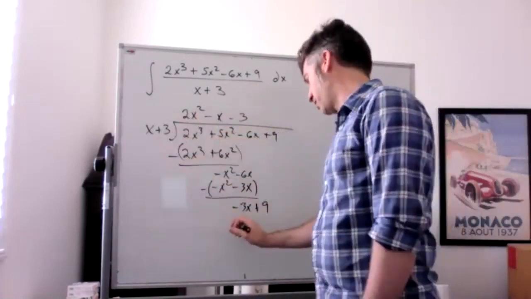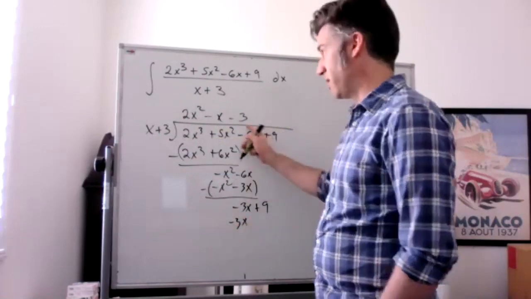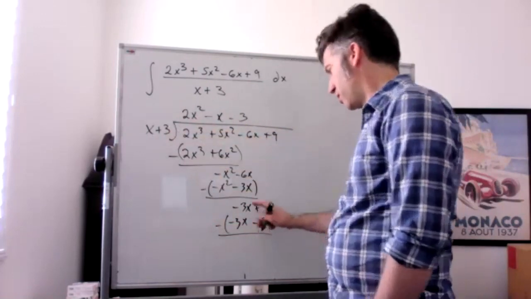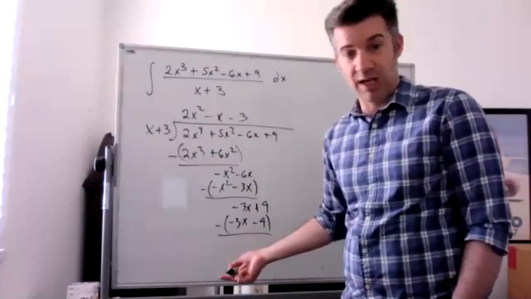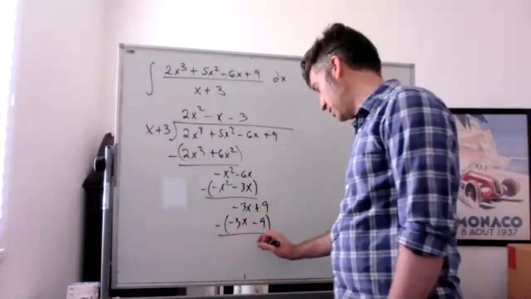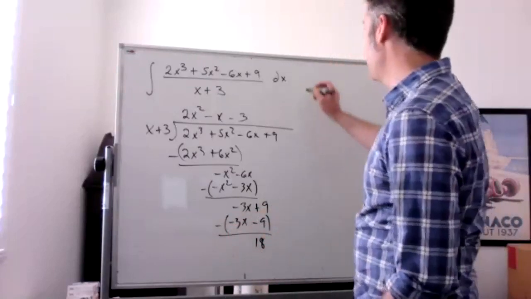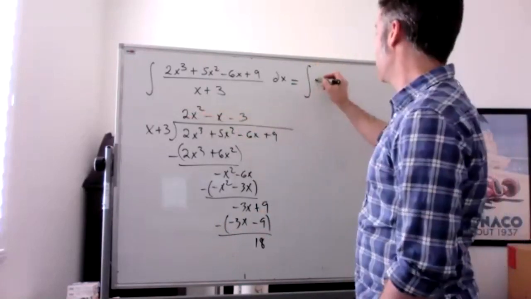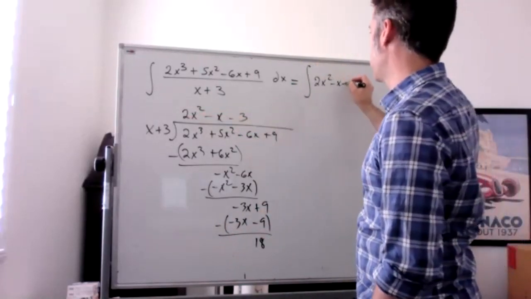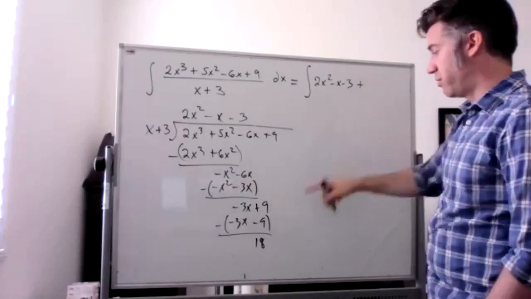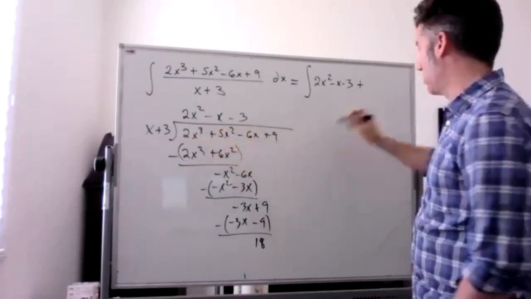Negative 3 times x is negative 3x. Negative 3 times 3 is negative 9. Subtract. This minus this is 0 because they're the same. 9 minus negative 9 is 9 plus 9, which is 18. So we can rewrite this integral as the integral of the quotient 2x squared minus x minus 3 plus the remainder divided by the divisor.